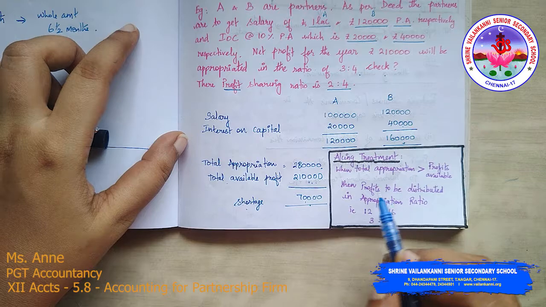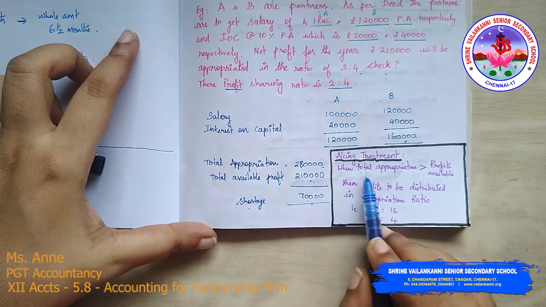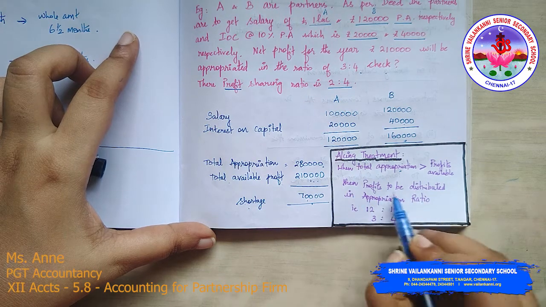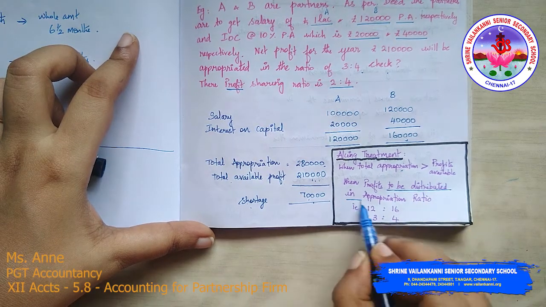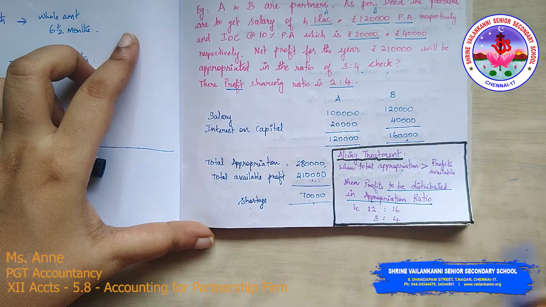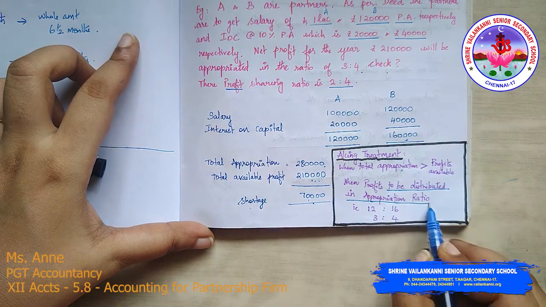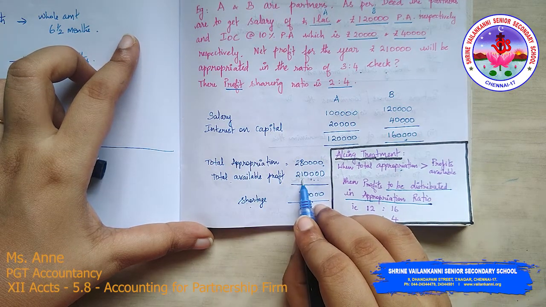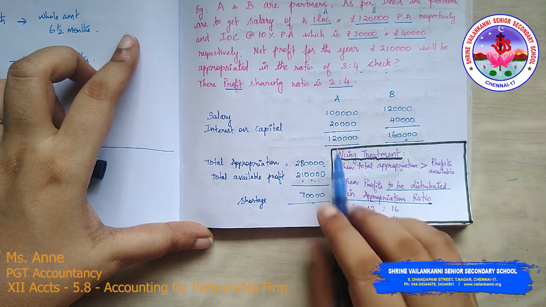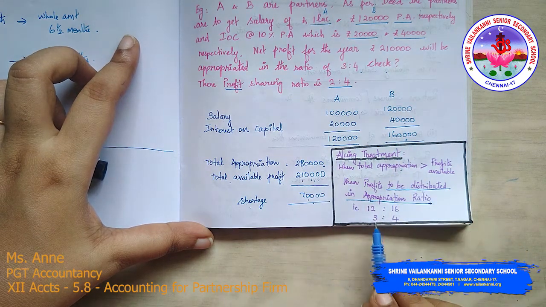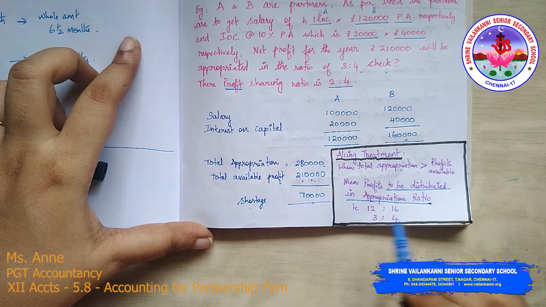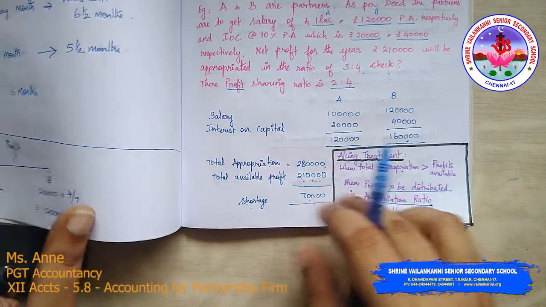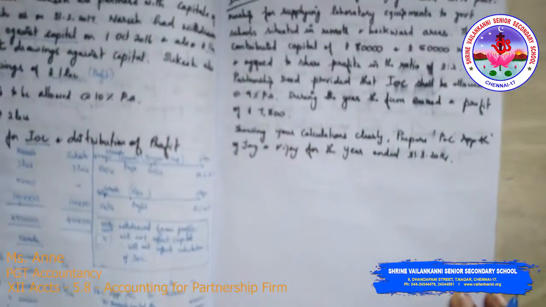Please carefully observe this. Accounting treatment: when total appropriations is more than the profits available, then profits are to be distributed in the appropriation ratio, not in the profit sharing ratio. So whatever is the appropriation ratio, in that ratio only you need to apportion this 2,10,000. So what is my appropriation ratio? 12:16 or 3:4. In this ratio only I have to apportion the profits.